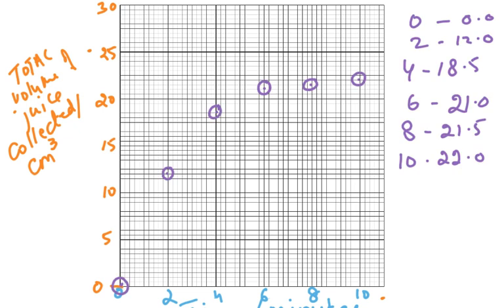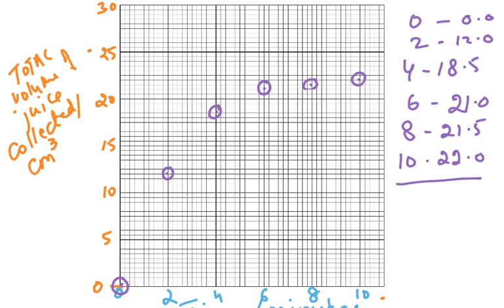Now let's plot the points, and I've written these on this side. So 0 is 0.0, so you've got this here. Then 2 is 12.0. So this is 10 and 15. So two small squares are equal to 1. So this is 2 is 12. Then 4 is 18.5. So this is this. And then 6 is 21.0. So we've got it here. And then 8 is 21.5. And 10 is 22. So we got all these. I'm just trying to show you all this. I'm sure you all know how to do this.